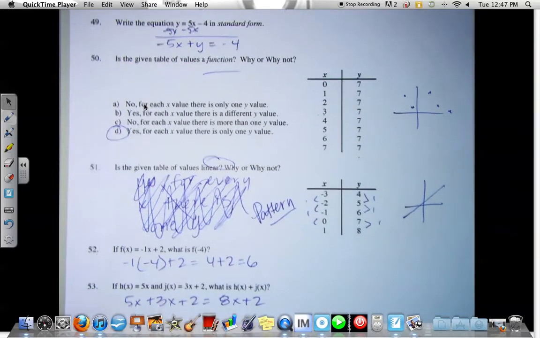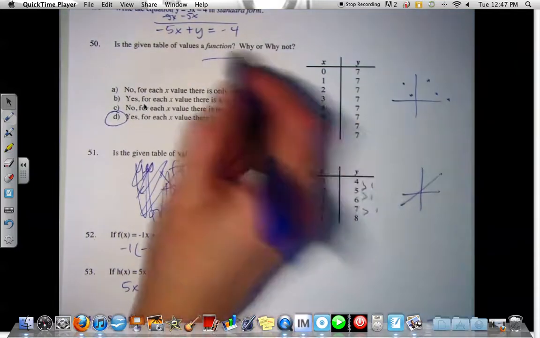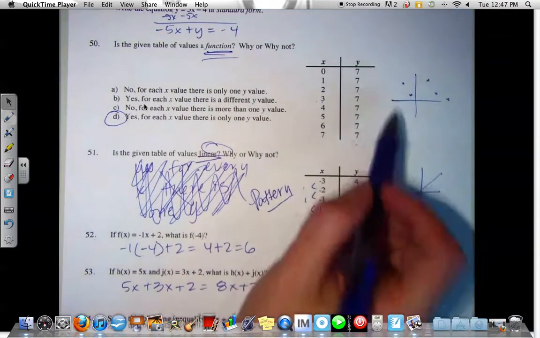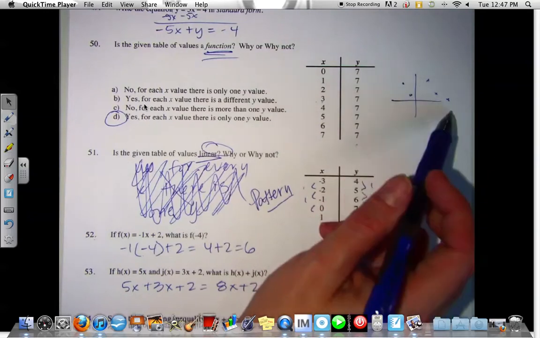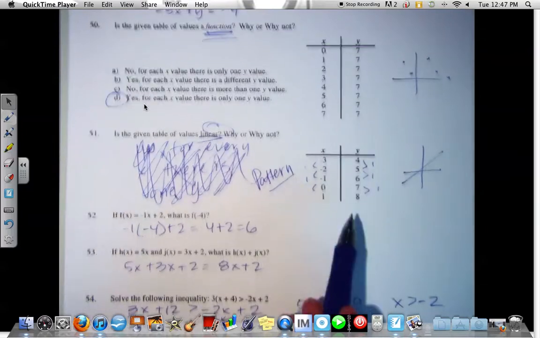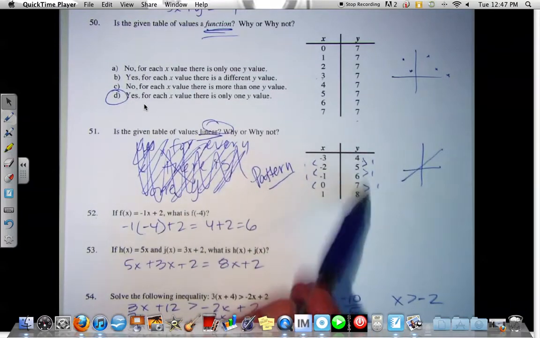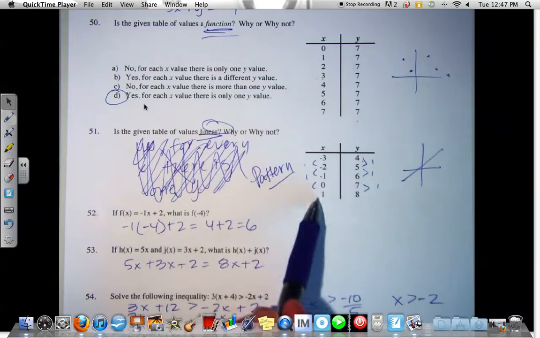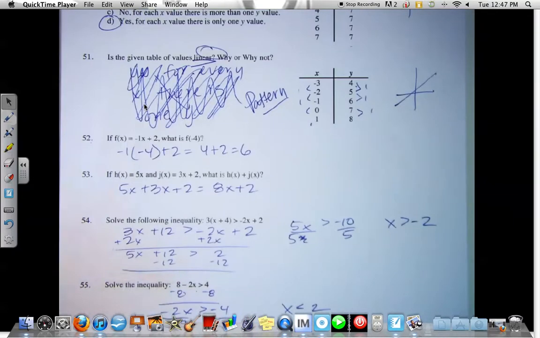51. Is the given table of values linear? So linear is different than being a function. Function, you can have points plotted randomly as long as you don't have them falling on the same vertical line. Linear, you have to have a pattern occurring. So we can see here there's a change in y, here there's a change in x, so that would give us a line. So it is.